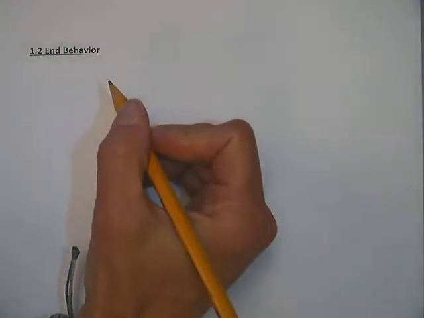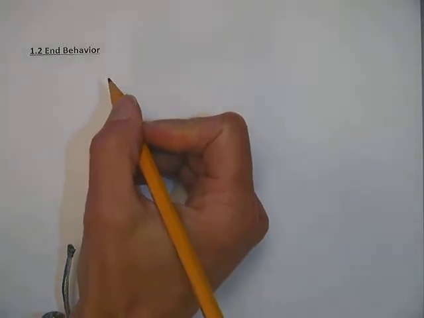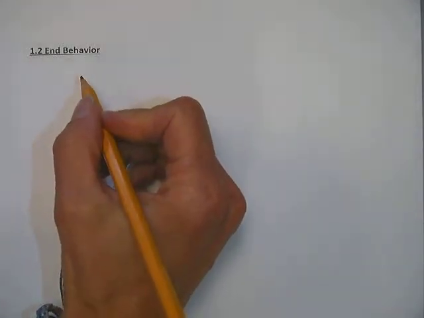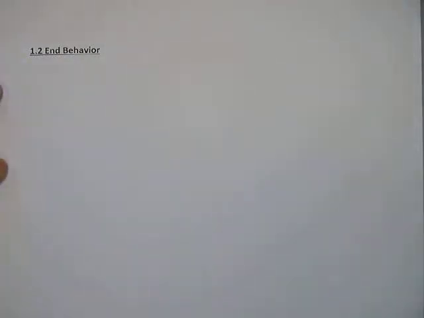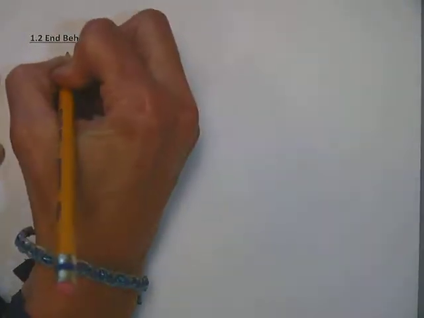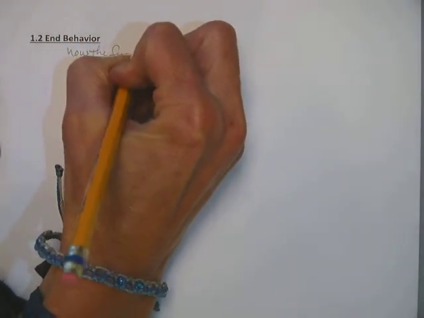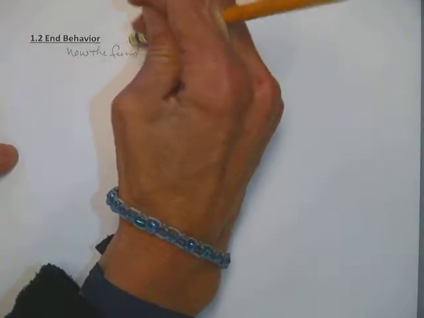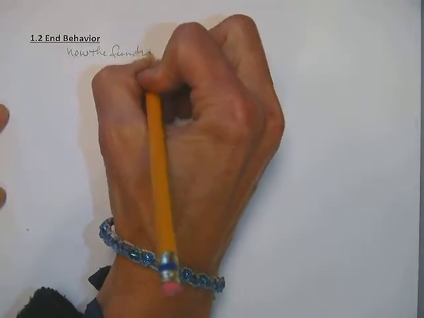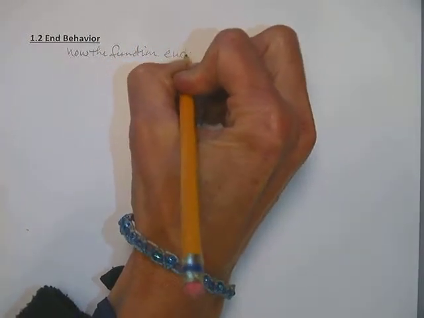Okay, the last topic in this section, which has been a long one, is end behavior. End behavior of a function deals with when the function moves on to infinity, how the function ends up in the long run.